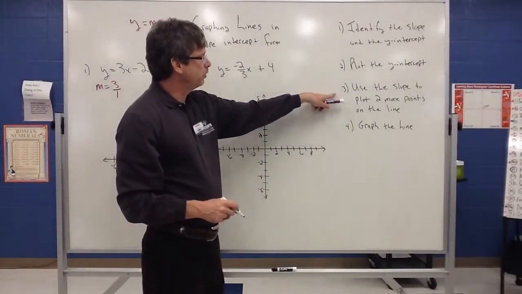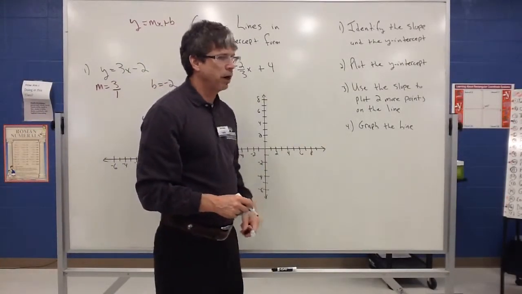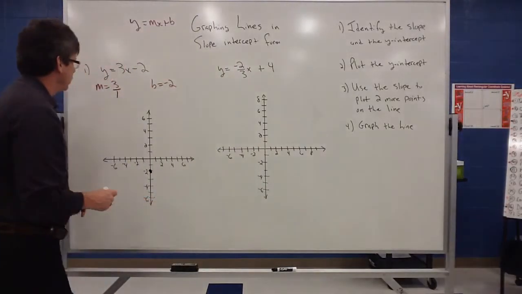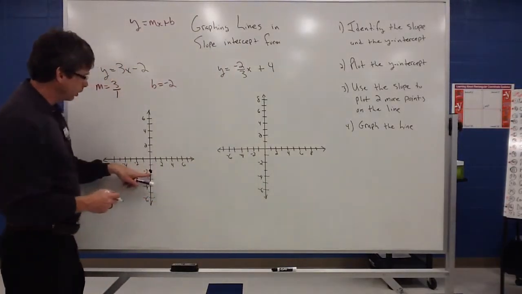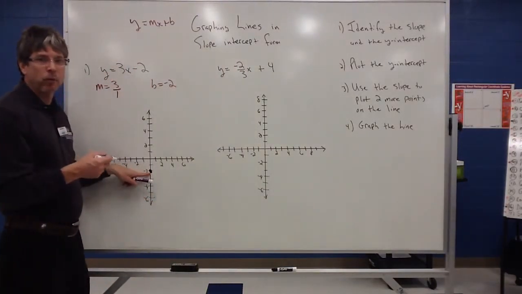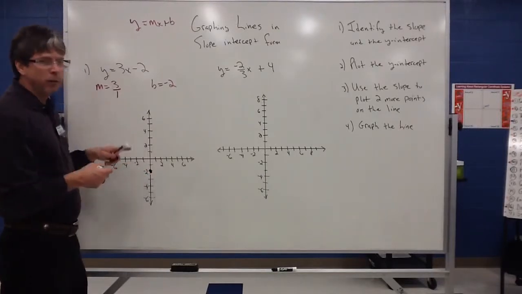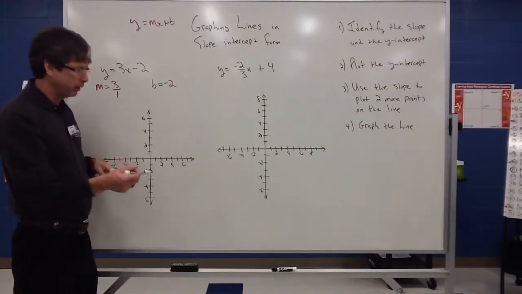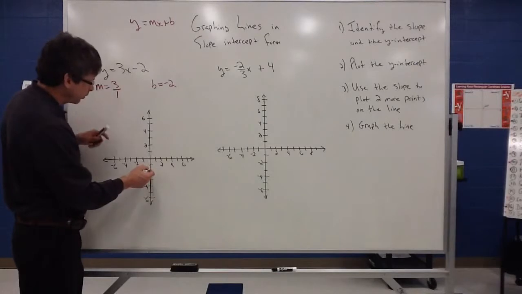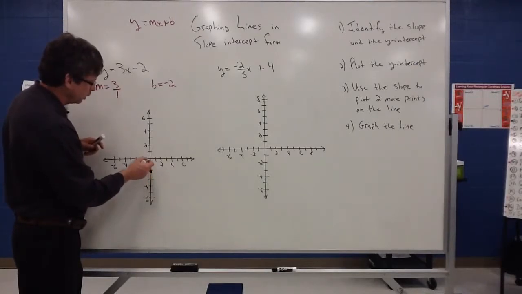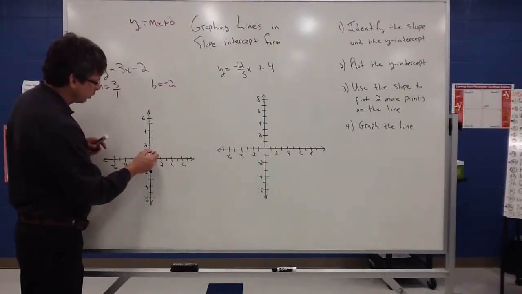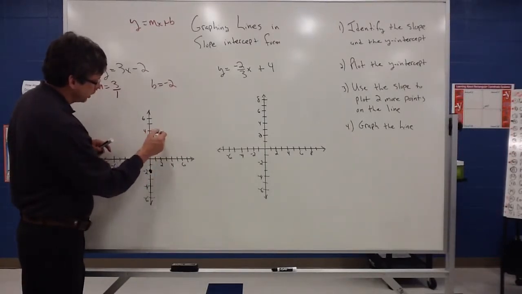Our next step is use the slope to plot 2 more points that are going to be on the line. So from this point, starting on the y-intercept, because remember the y-intercept is a point on the line, I'm going to use slope to identify 2 more points on the line. So from this point, it says rise up 3. So from here, 1, 2, 3, rise over 1, run over 1. And then from this point, I'm going to rise up 3, 1, 2, 3, and I'm going to run over 1.